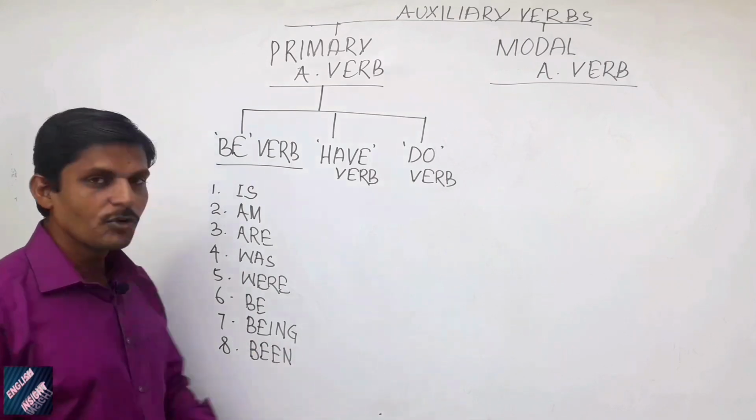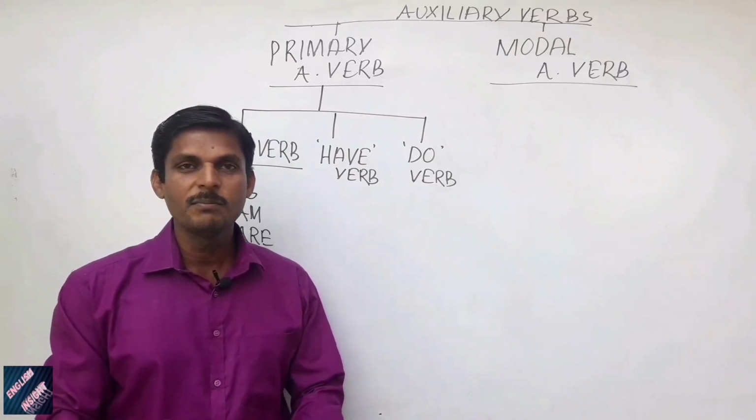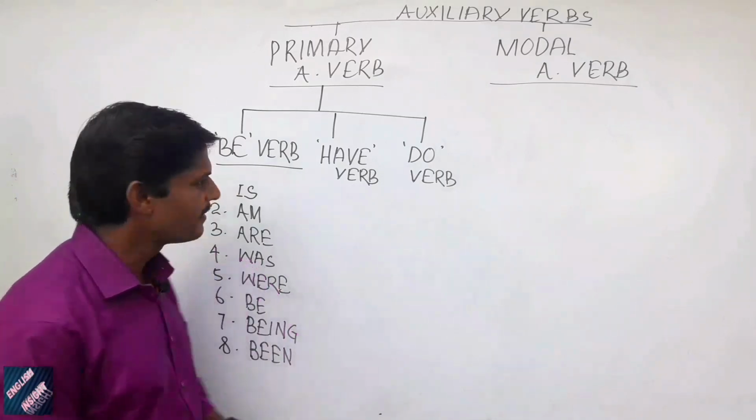So be verbs are of 8 numbers: is, am, are, was, were, be, being, been. These are the be verbs. Now we'll see what the have verbs are.